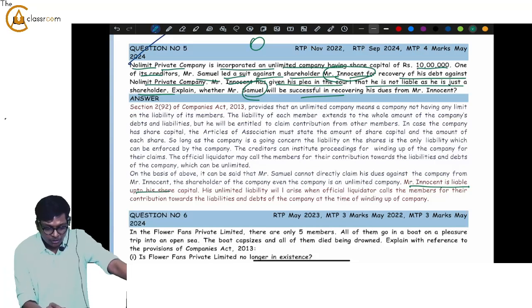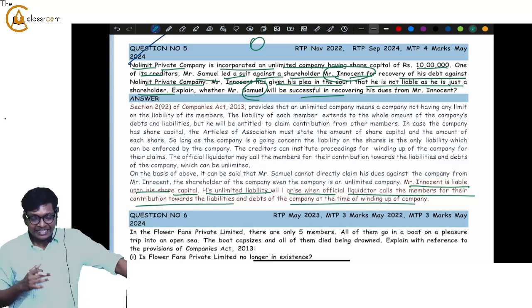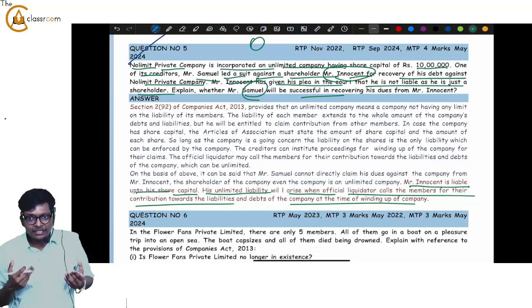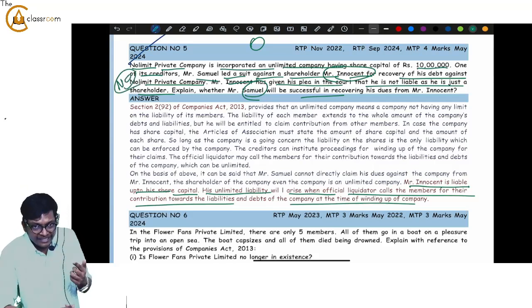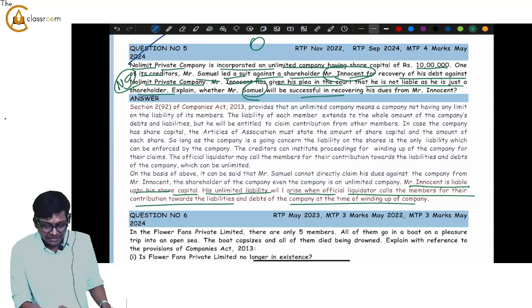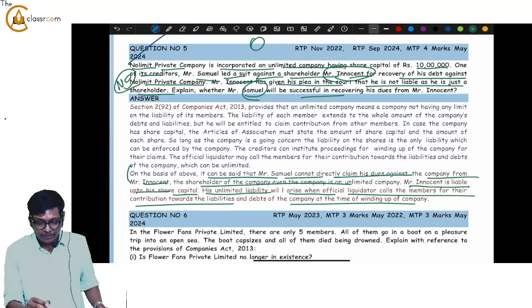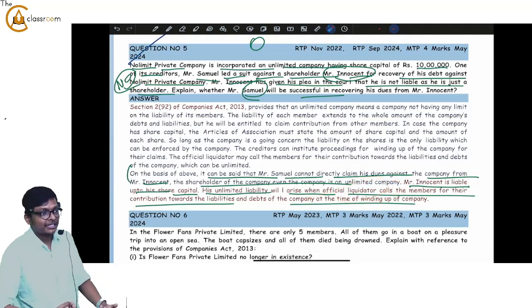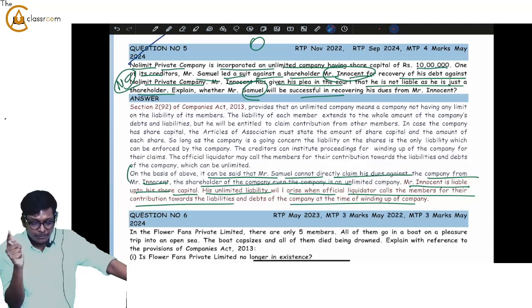Innocent is liable up to his share capital. His unlimited liability will arise when official liquidator calls up the others at the winding of the company. Meaning, what they're trying to say is his liability becomes unlimited when company is going to be wound up. So now he is not liable. But at the time of winding up, the official liquidator will call. That's what they are saying. It can be said that Samuel cannot directly claim his dues from Innocent. But company, when it's going for winding up, who will make the payment? Liquidator will collect and give it to you. Are you following, guys? நான் போய் shareholder கிட்ட டைரக்டா வாங்க முடியாது. When company is winding up, I will take it.